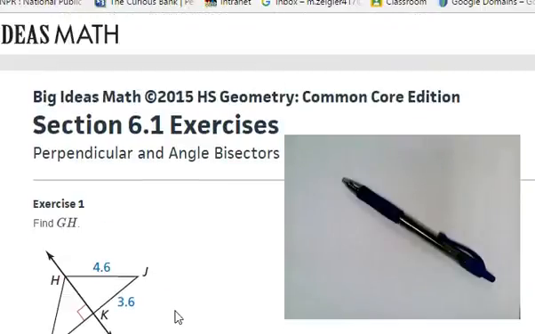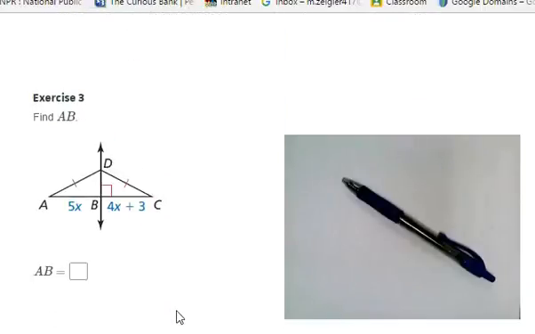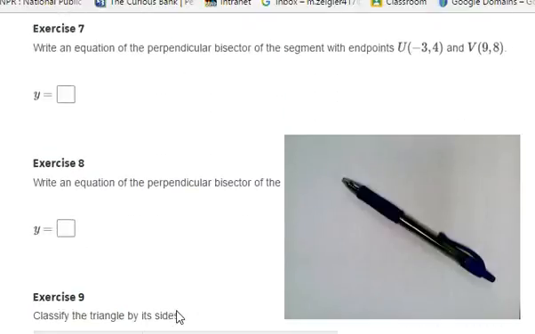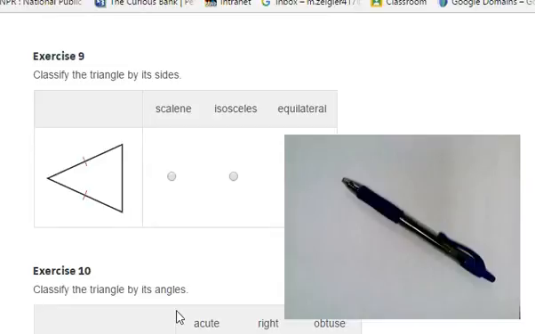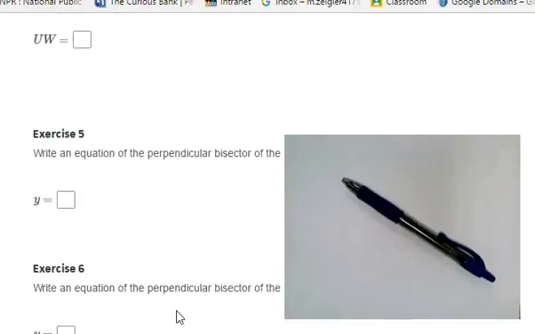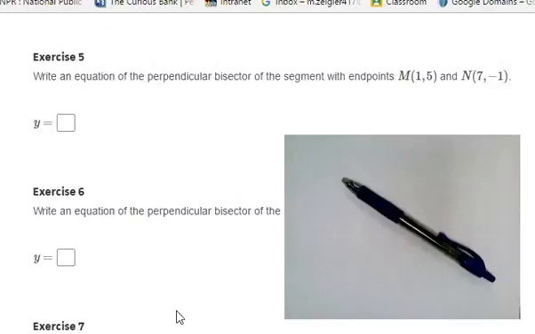Alright, we're back here in section 6.1 exercises. We're going to take a look at the remaining exercises 5, 6, 7, 8. Of course, I think you can handle 9 and 10 on your own. So let's look at 5. I'll do 5 as an example, and then you can follow that example and do the rest of them.